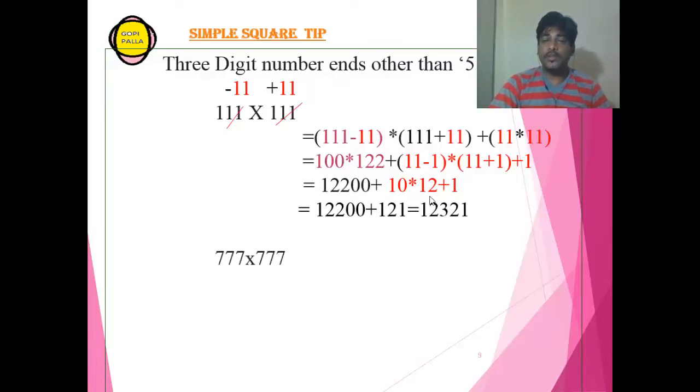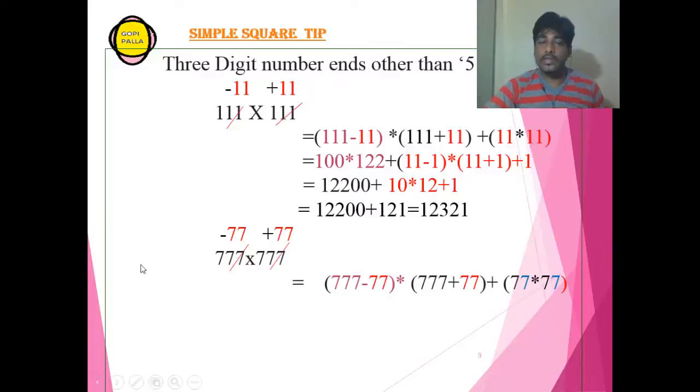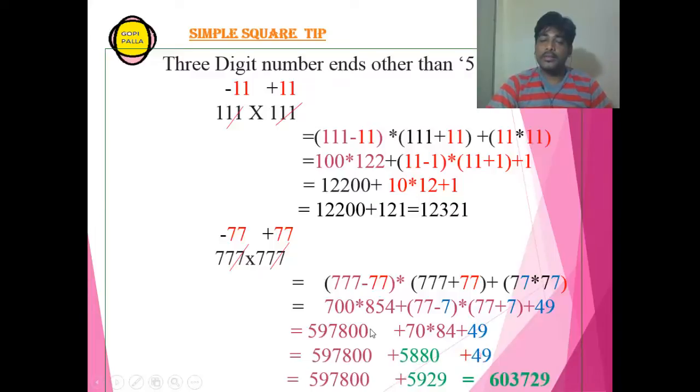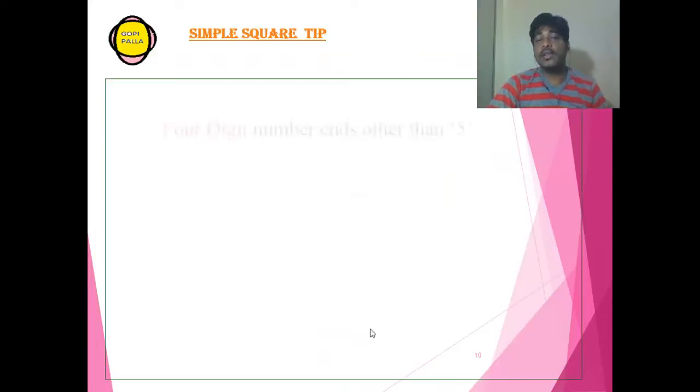Similarly, 777 multiplied by 777. We make this nearer to 700, and we subtract that amount. This 77 we have to add to the other 777. So 700 multiplied by 854, and we know how to do this multiplication. 77 minus 7 multiplied by 77 plus 7, plus 7 into 7, so 49. So the answer is 603729.